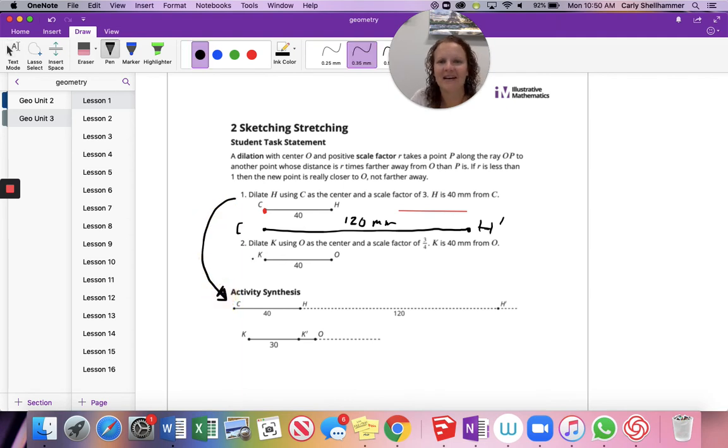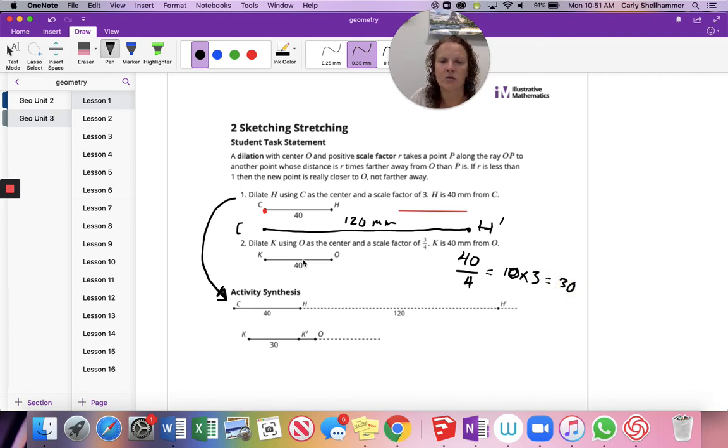Bummer. All right, now we're going to dilate K using O as the center and a scale factor of 3/4. So K is 40 millimeters from O. That means I need to make it smaller. If I split 40 into 4 equal pieces, I have 10 millimeters each. So really, if I'm a scale factor of 3/4, I want to get 3 of those. So my final length will be 30 millimeters.